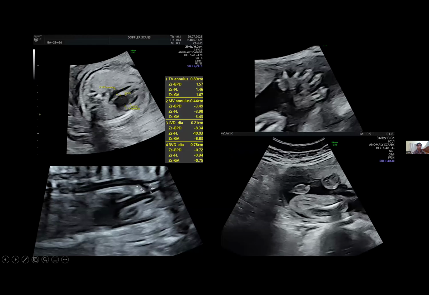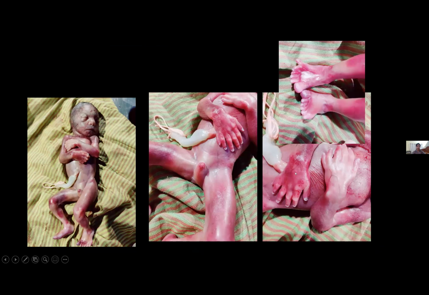The sagittal arch demonstrated a hypoplastic transverse aortic arch with increased distance between the left common carotid and left subclavian artery. There was also a suspicion of polydactyly and micropenis. The pregnancy was subsequently terminated and the postnatal examination confirmed the findings of micropenis and polydactyly. The association of obstructive cardiac anomaly with these extracardiac findings raised the possibility of an underlying genetic etiology, particularly Smith-Lemli-Opitz syndrome, as reported in the literature.